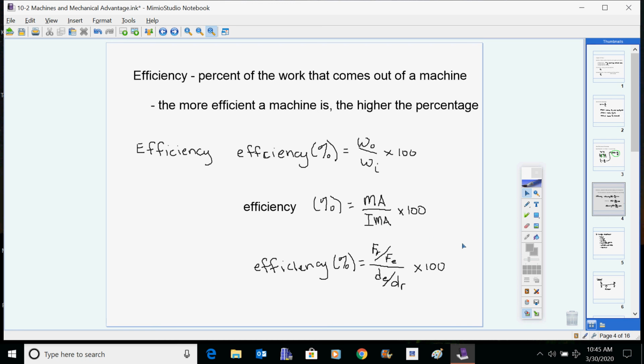Tomorrow we're going to talk about the 6 simple machines and where these effort forces and where these resistance forces are when you're using them. And we'll be able to do some example problems, and hopefully by then you'll be caught up with your lab and we'll be able to move forward with that.